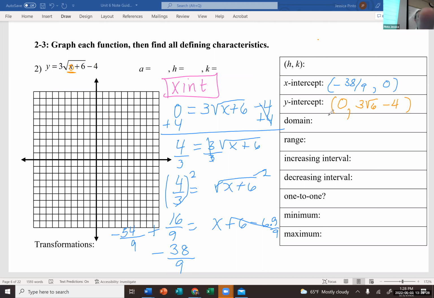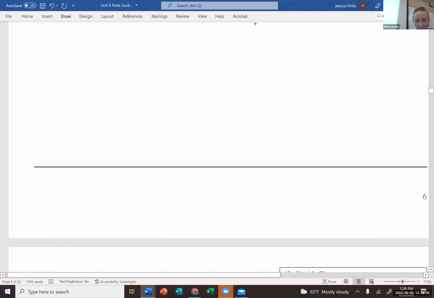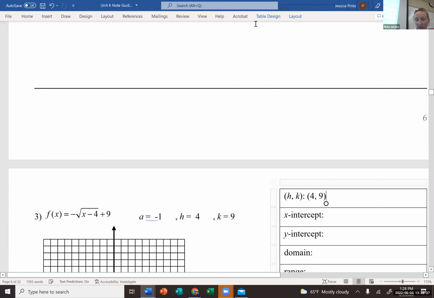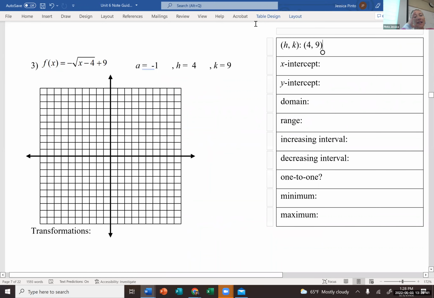We have one more to do. Let's take a look at it. This one is number 3. And do I have to erase here? Oh, man. So you guys see, I already found the A, H, and K. So you guys can just copy that down. Our A is -1 when we don't see it. There's a 1 there. There's clearly that negative sign. We see the H and K. And great. Tony, passing it on.